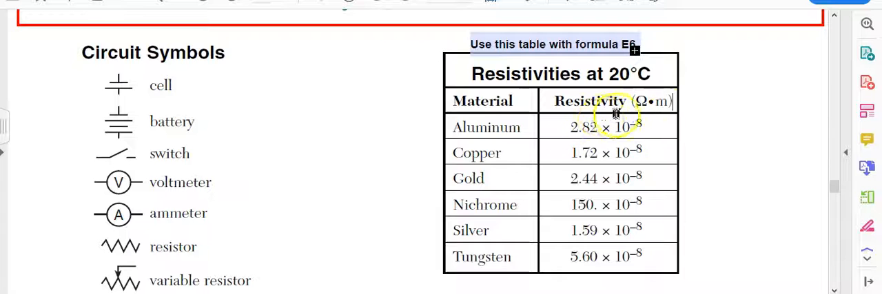So these values are for 20 degrees Celsius. So when you read a problem, which we're going to look at soon, you're going to have materials at 20 degrees Celsius. And you will either, like I said before, have to determine the resistivity, or determine the material, or determine the resistance of the wire itself. All right, let's go back to the other slide.